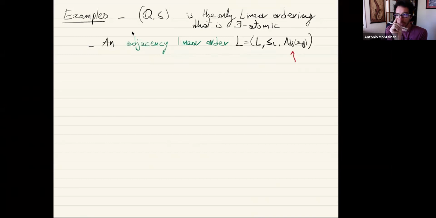Adjacency means that the two elements are next to each other, are adjacent. So this means X less than Y, and there is nothing in between. And there is no Z with X less than Z. That's what adjacency means. The two points are adjacent, next to each other.